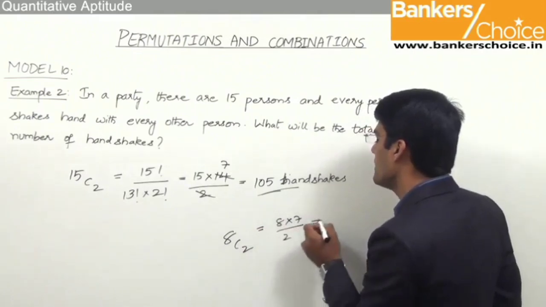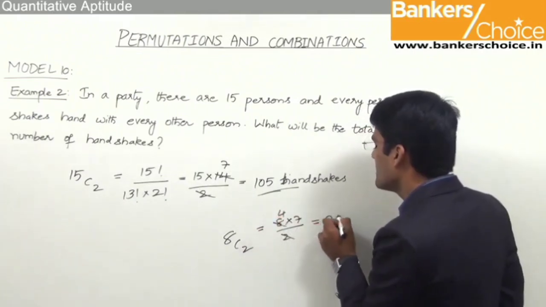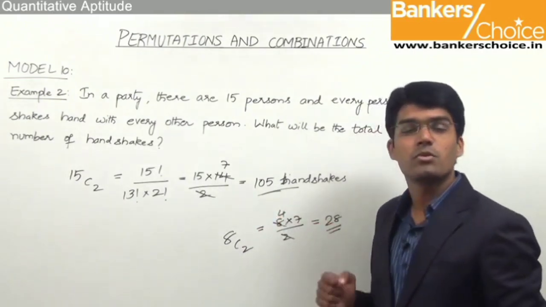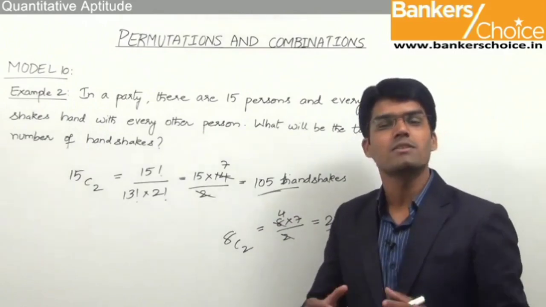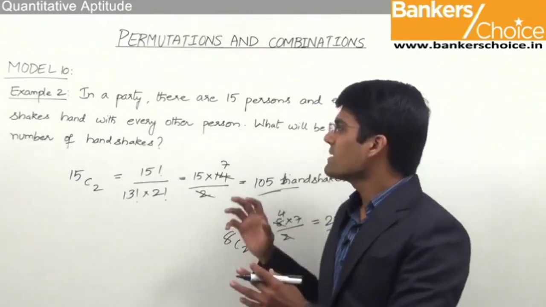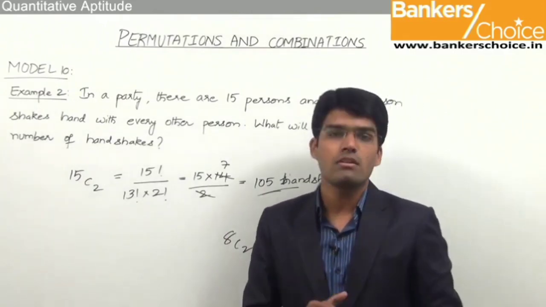This comes out to be 4 into 7. That is nothing but 28. So we can say there will be total 28 league matches in this World Championship. So these are some of the cases which are indirectly based on combinations.